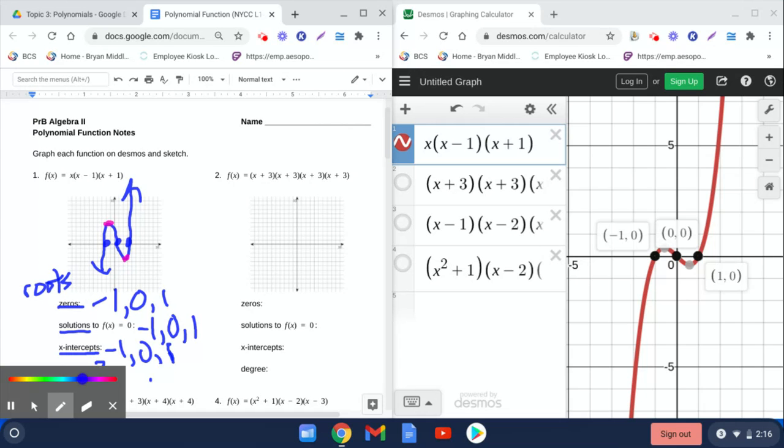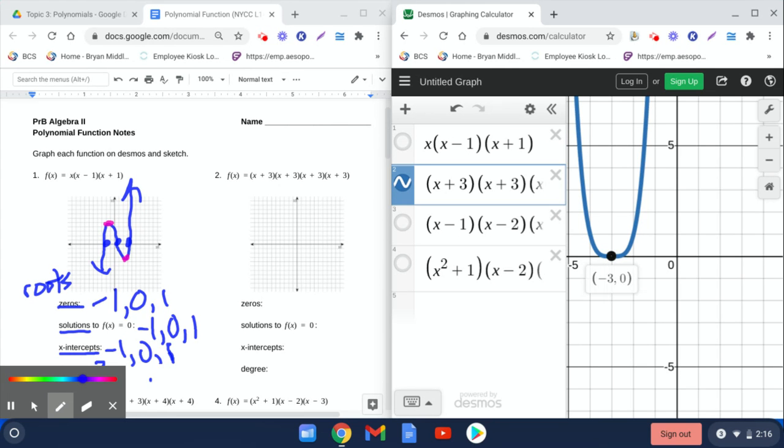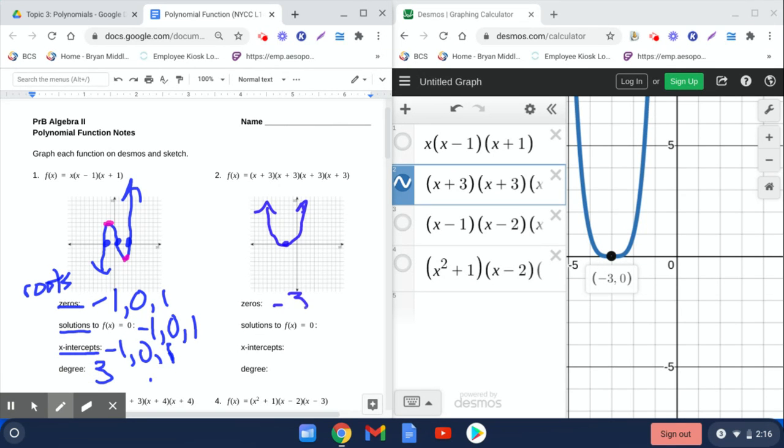x plus 3 times x plus 3 times x plus 3 times x plus 3. I have that over on Desmos as well. There it is. And so we can see that it has just 1 zero at -3. So if you want to graph it over here, it looks like this. Of course, you can see it on Desmos there. So the zero is -3. The solution, if you set this equal to 0, is -3. And the x-intercept is -3. Okay, those all mean the same thing.